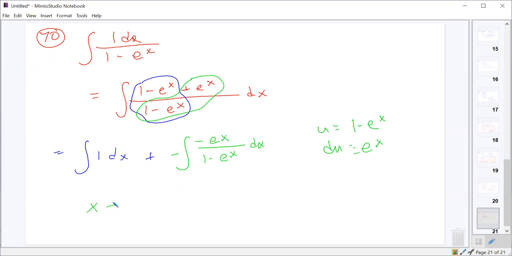So this just becomes x, and then this is a minus, and now this is an integral of du over u. So we got x minus natural log absolute value 1 minus e to the x plus your constant, which is choice B, it looks like. Any questions there on 70?